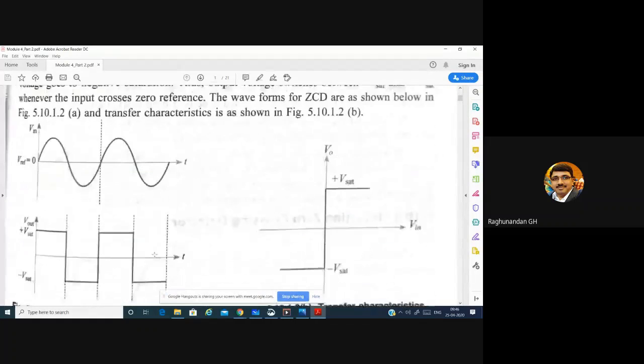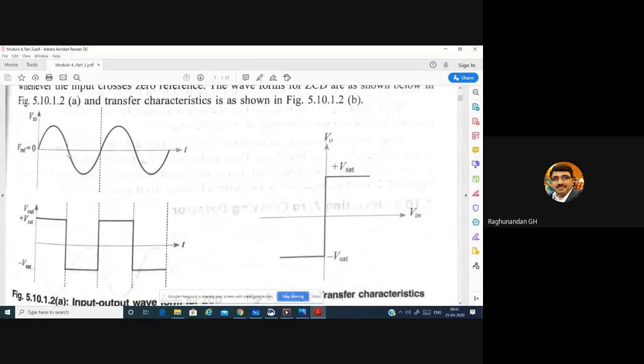So this indicates whenever a signal is crossing the zero reference line, it is going to change the output. Until it crosses this zero reference line, there is no change. See, this is a zero reference line. This is a zero reference line.